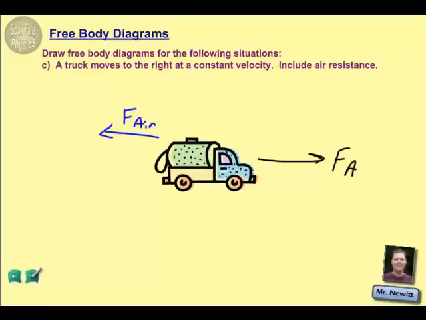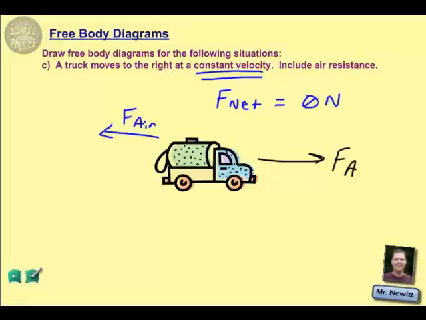Now, key phrase here, constant velocity. All right? That means there is no acceleration. Without acceleration, then, we know that the net force that's acting on this truck must be 0 newtons. Okay? That is a 0. That's not the letter O. Okay? 0 newtons, folks. Net force must be 0 newtons if I have a constant velocity. So what does that mean? Well, that simply means that our applied force is equal to the force that the air resistance is applying.